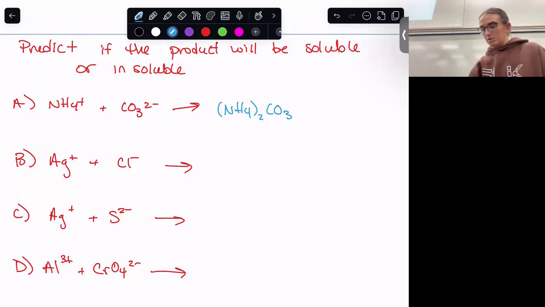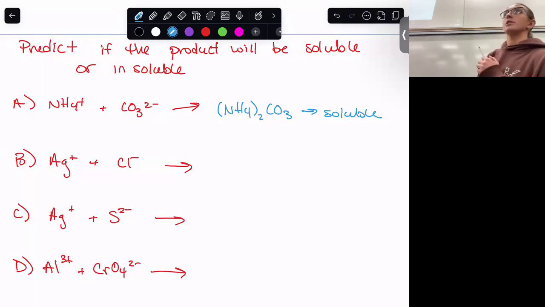Okay, but this is going to be soluble. Anything with NH4, anything with ammonium will be soluble. That's one of the non-exceptions. So we don't have to put AQ. If you're going to write it out in a reaction, you put AQ. We're just predicting products right now.